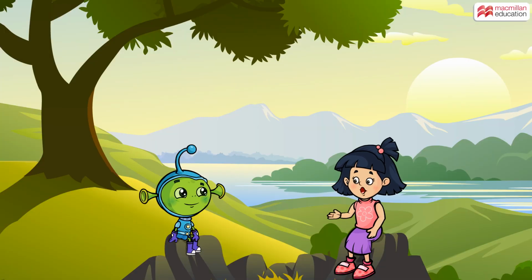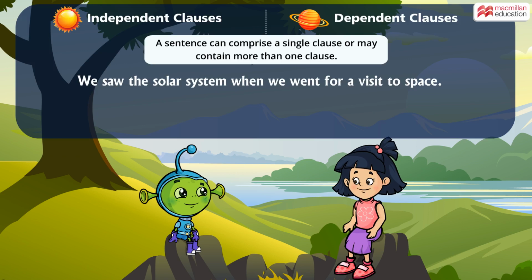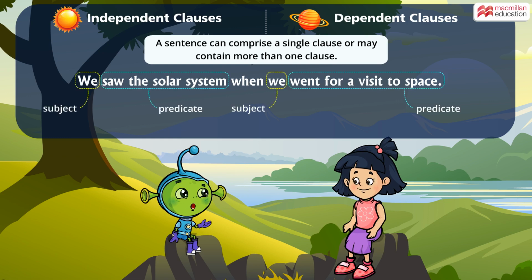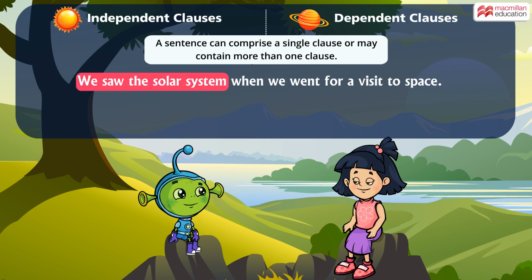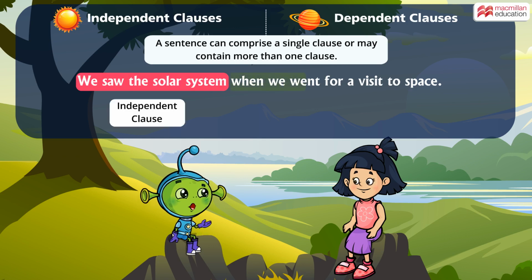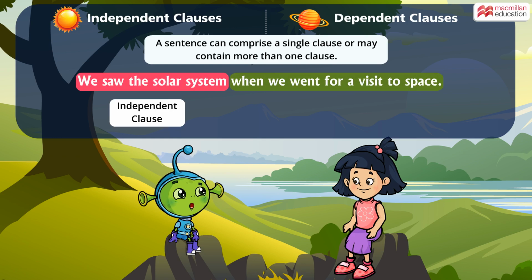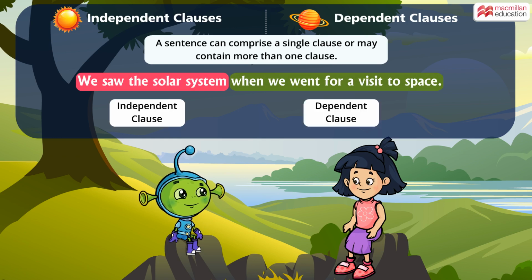Now, if you were to say, we saw the solar system when we went for a visit to space, here we have two clauses. Can you identify them? Well, there are two subjects and two predicates. So there are two clauses. We saw the solar system makes complete sense, so it is an independent clause. When we went for a visit to space does not make complete sense, so it is a dependent clause.